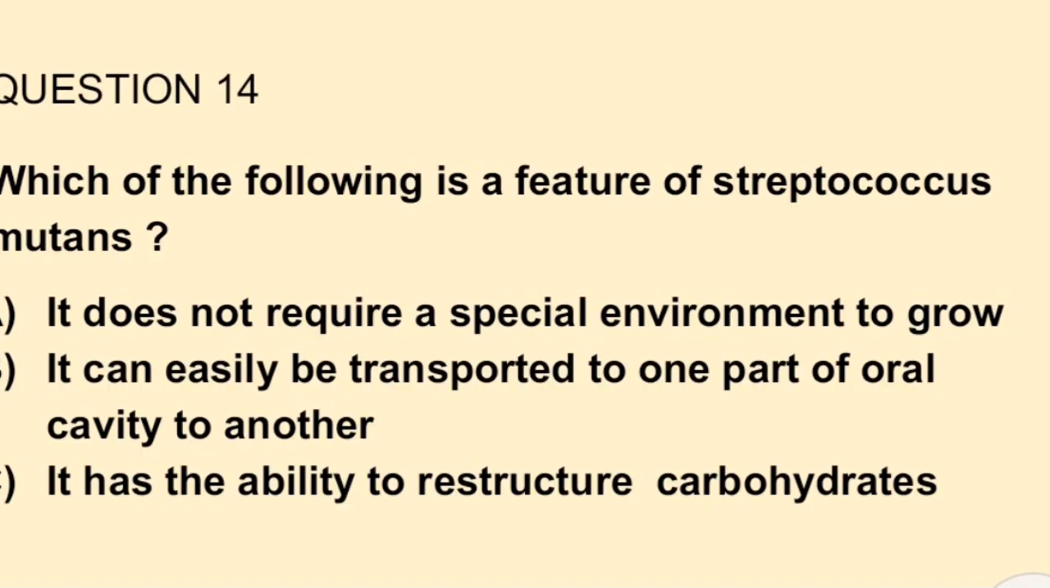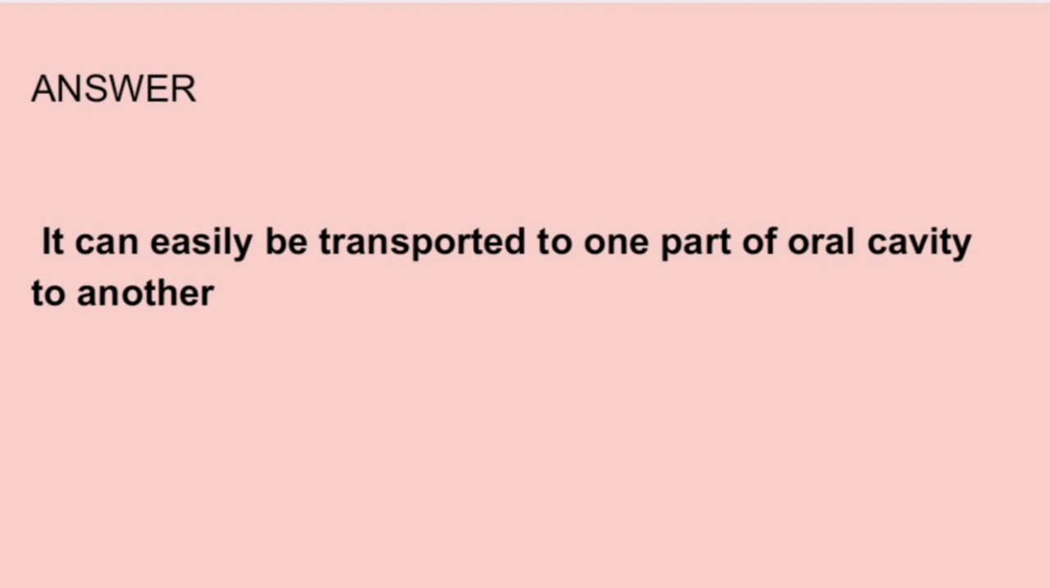Question 14. Which of the following is a feature of Streptococcus mutans? A. It does not require a special environment to grow. B. It can easily be transported from one part of the oral cavity to another. Or C. It has the ability to restructure carbohydrates. The answer is it can be transported from one part of the oral cavity to another.